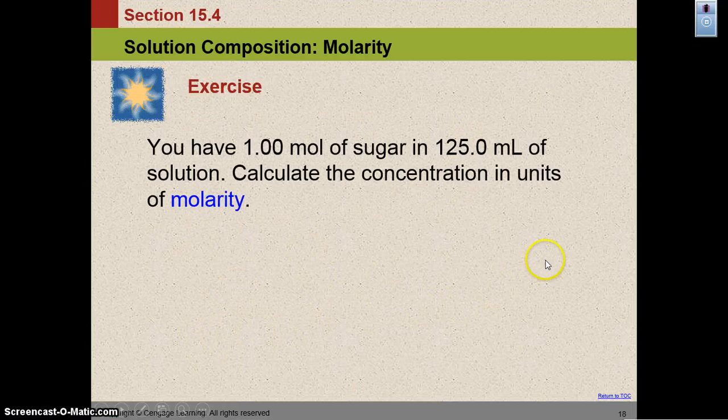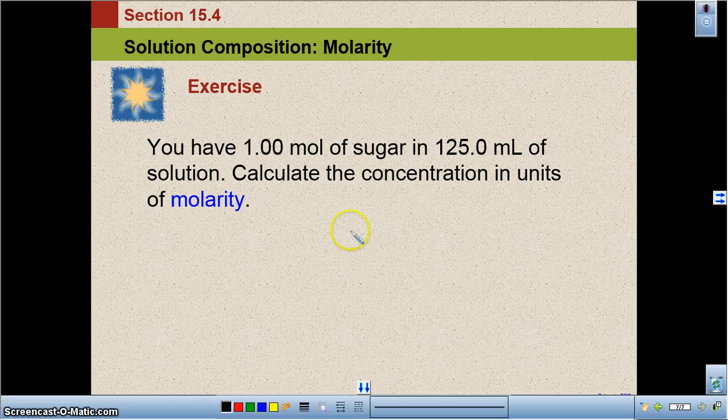The exercises. You have 1 mole of sugar in 125 milliliters of solution. Calculate the concentration in units of molarity. So the way we're going to have to look at this is to remember that molarity, big M, equals number of moles, little m, divided by liters of solution. In this case, we're given 1 mole of sugar in a total of 125 milliliters of solution. That has to be changed to liters first. So to change milliliters to liters, we're going to go back 3 times.